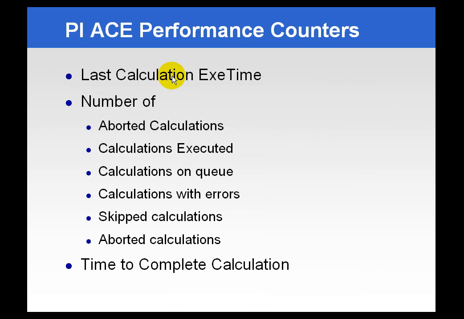So for example, you can have calculation executable time, or a number of calculations that were executed or skipped or aborted, calculations with errors and time to complete. You can measure all these things in PI Performance Monitor tags with version 2.0.